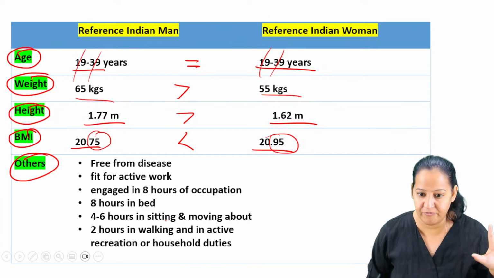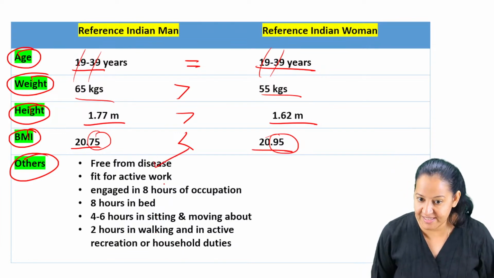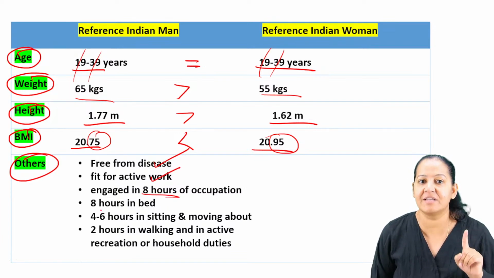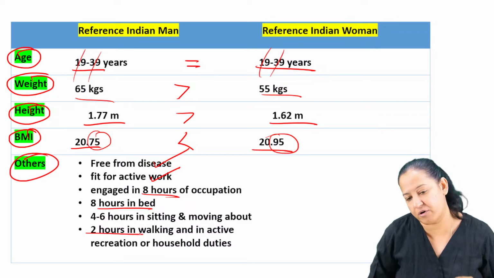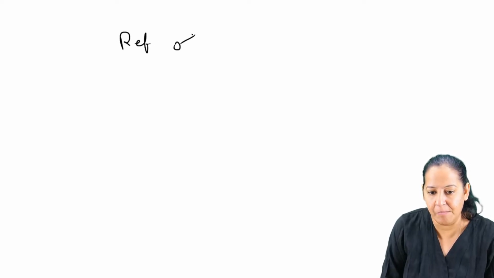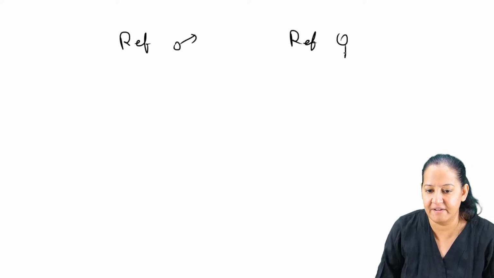And the 5th criteria is the same for both of them. Both of them should be free of disease. They should be active for the work. They should work for 8 hours. They should sleep for 8 hours and they should do 2 hours of recreation. So these are the criteria same for both. So can you tell me the definition of reference Indian male and reference Indian female?